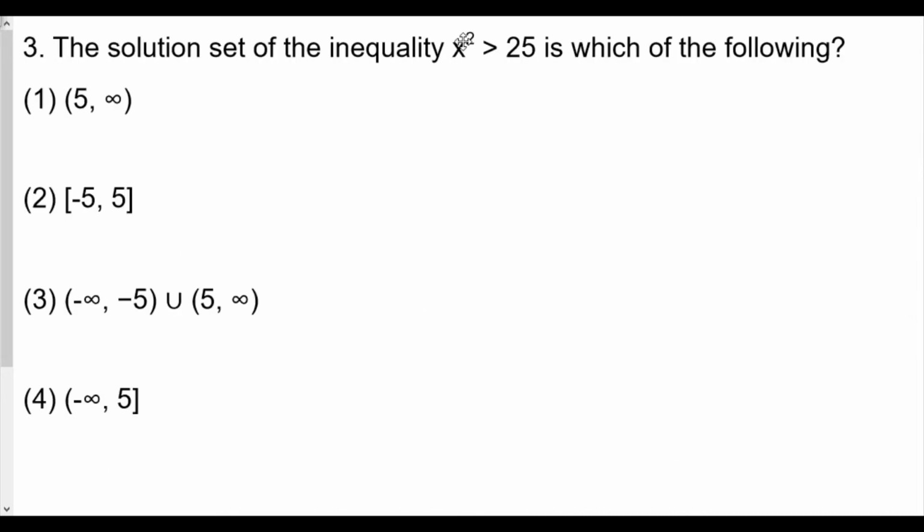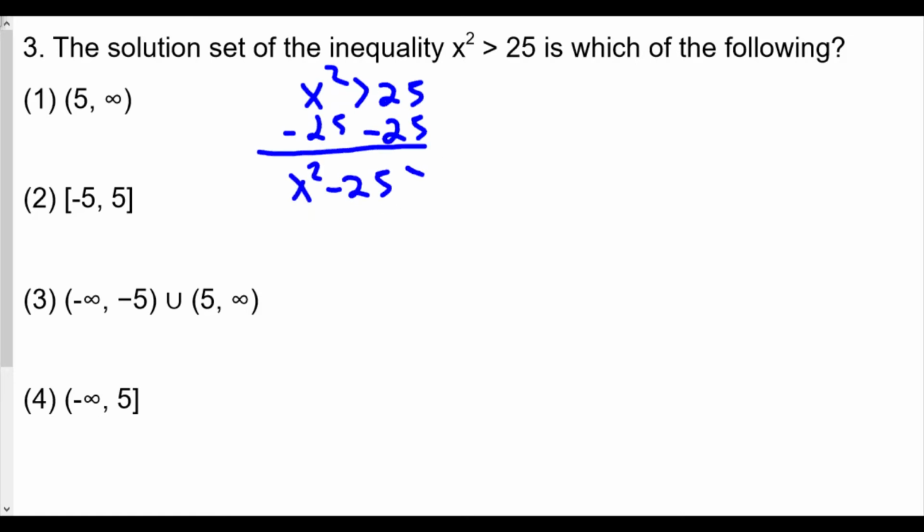All right, so we want to set one side equal to 0. Okay, so we're going to take our x squared greater than 25 and subtract 25 on both sides. So we have x squared minus 25 is going to be greater than 0. We're going to factor here the x squared minus 25 and get x plus 5 times x minus 5. These are our quadratic factors in this case.